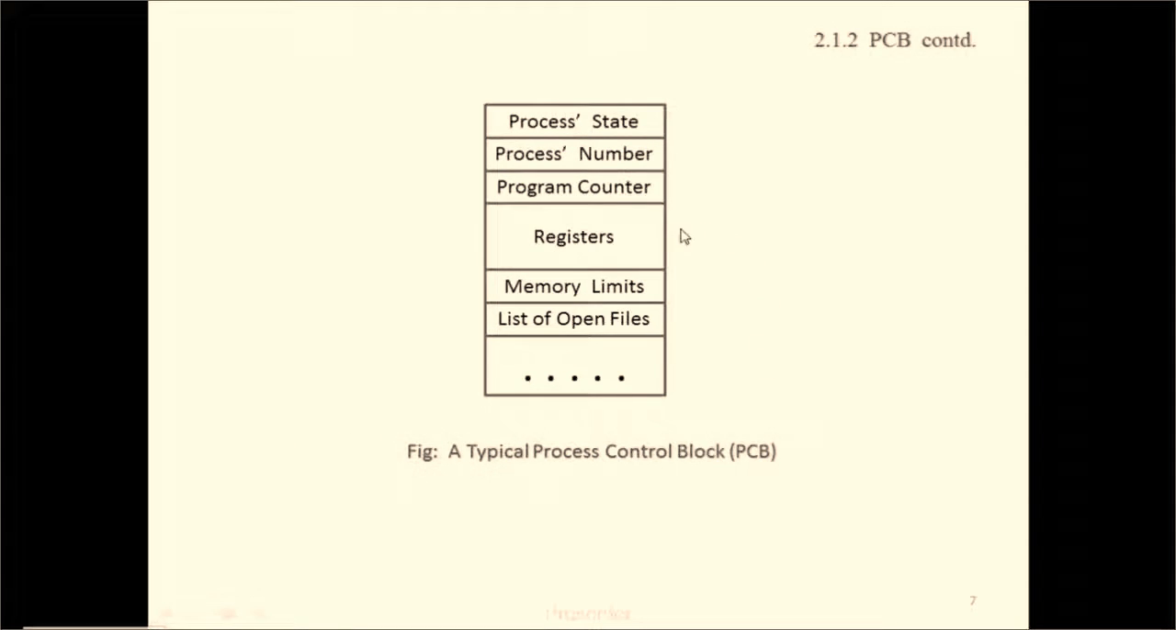This is a typical data structure used for a PCB. State of the process, process number, or program ID or process ID, PID, the program counter, and stuff like that which we have discussed just now.